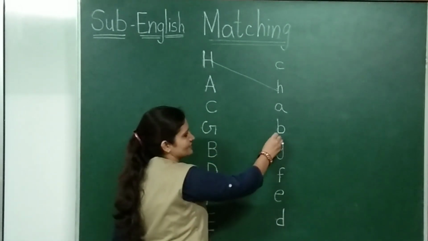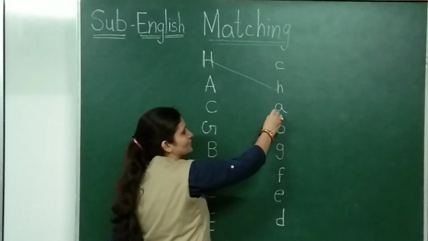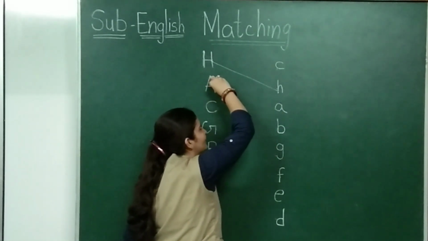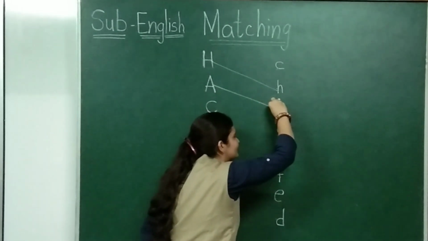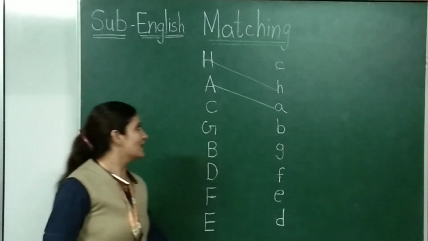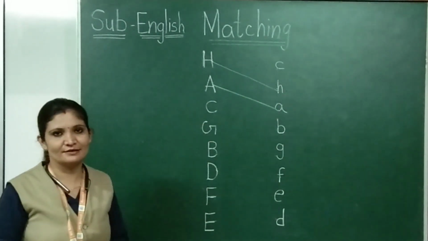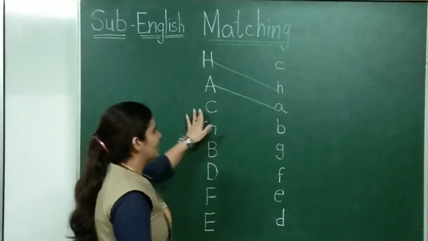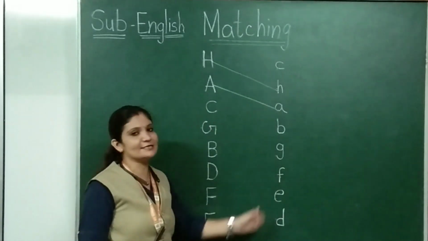Come on, tell me fast. This one? No. This one? Yes. So, now what we have to do? We have to draw one line like this. Okay? Now, which letter is this? Yes. Capital C. C for cat. Now where is small c?